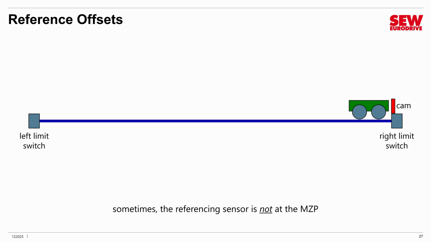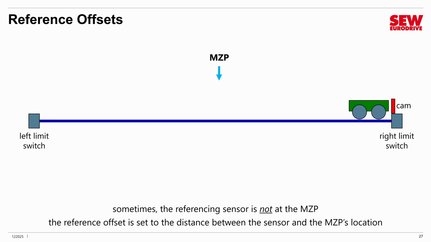But there are situations where the sensor is not at the MZP. Here's an example. We have a referencing cam sitting in front of the right limit switch, but the MZP is here in the middle of the track. It is in this situation that we need to take advantage of reference offsets. So the reference offset is simply the distance between the sensor and the MZP. We measure it in some way. In this case, let's just say it's 28,504 revs away.